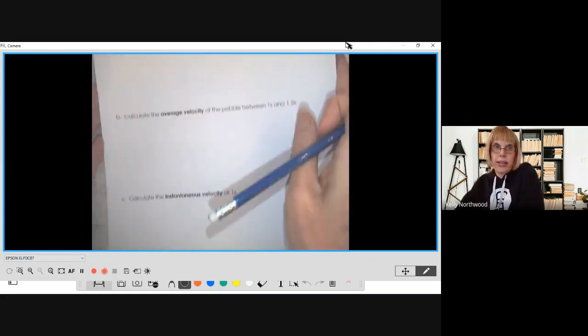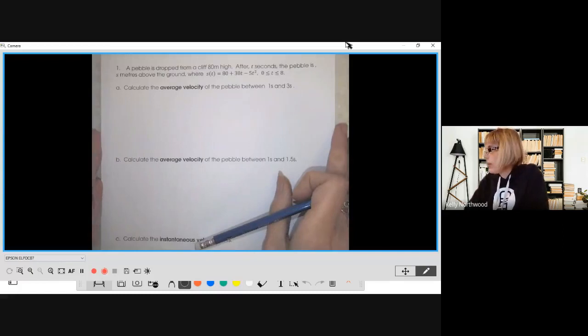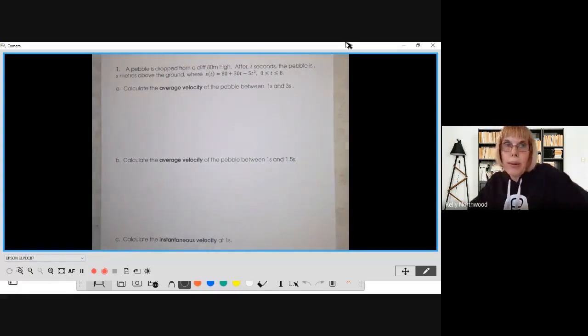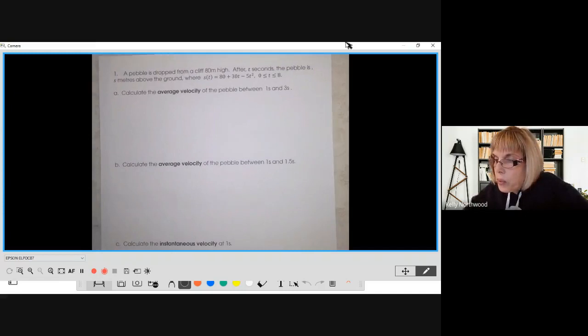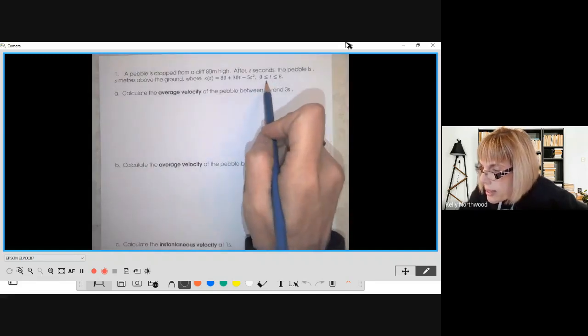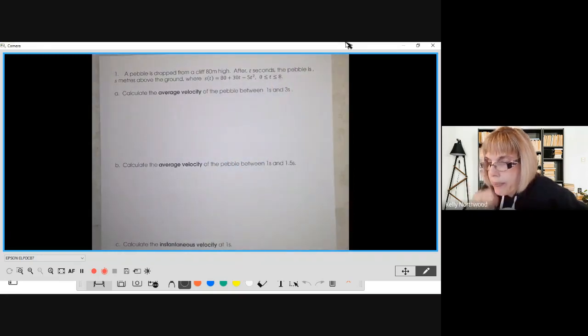So we'll look at a question here and figure out how we use those ideas to solve it. It's word problems. So the first word problem is a pebble is dropped from a cliff 80 meters high. After t seconds, the pebble is s meters above the ground, where s at t is equal to 80 plus 30t minus 5t squared. And t has to be between 0 and 8, so the time is between 0 and 8 seconds.